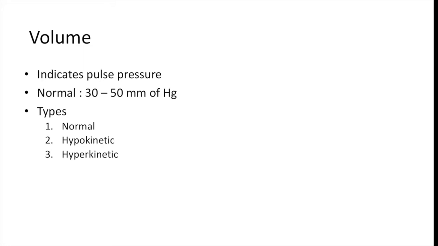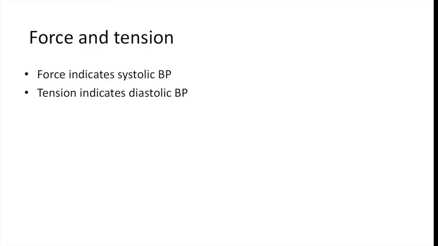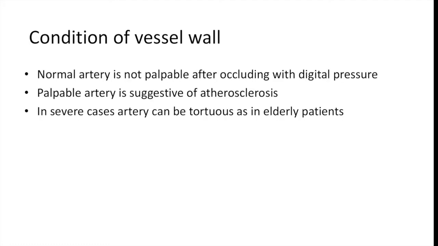Coming to volume of pulse. It indicates pulse pressure. Normal pulse pressure is 30 to 50 millimeters of mercury. There are three types of pulse according to volume, which are normal, hypokinetic and hyperkinetic. Force and tension. Force indicates systolic blood pressure while tension indicates diastolic blood pressure.